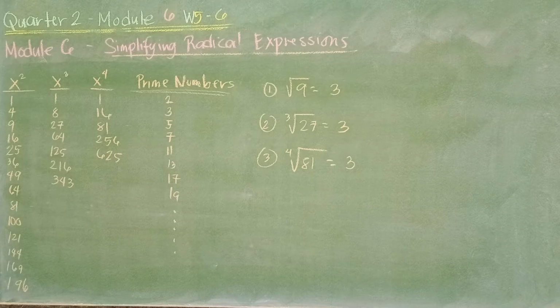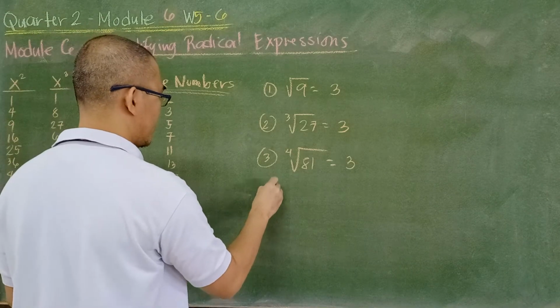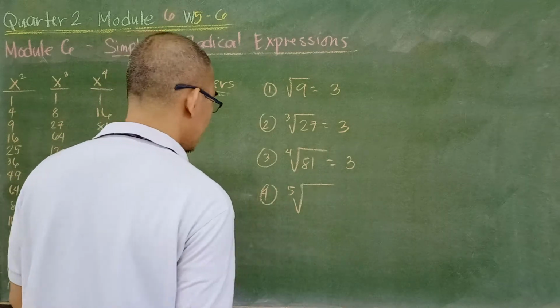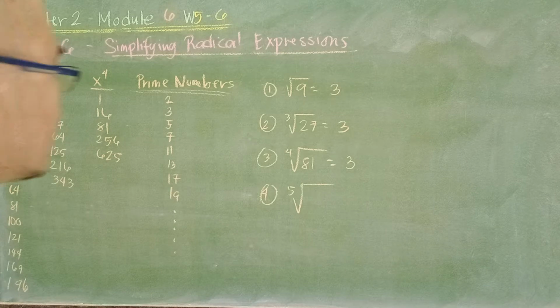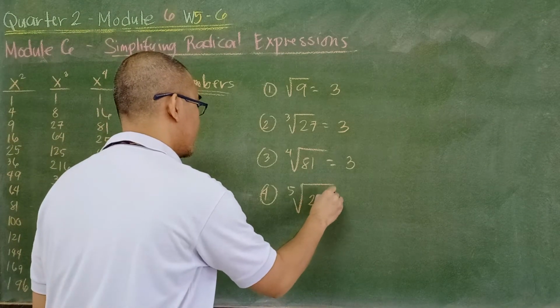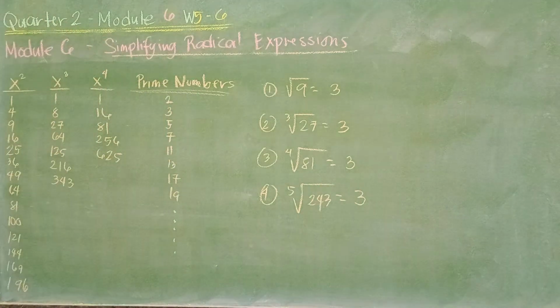So, dun sa number 1, square root of 9, nag-iisip ka ng number na minultiply mo ng 2 beses. For number 2, nag-iisip ka ng number na imumultiply mo ng 3 beses. For number 3, mag-iisip ka ng number na imumultiply mo ng 4 na beses para makuha yung mga radicals nila. So, halimbawa, for number 4, let's say 5th root, mag-iisip ka ng number na pag minultiply mo ng 5 beses, makukuha mo yung radical. This will give you 3.